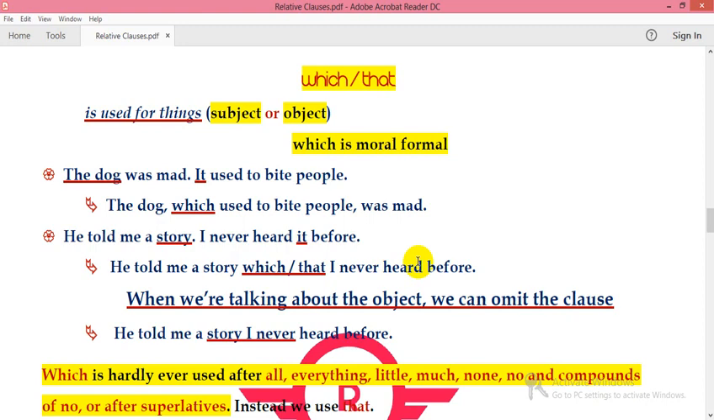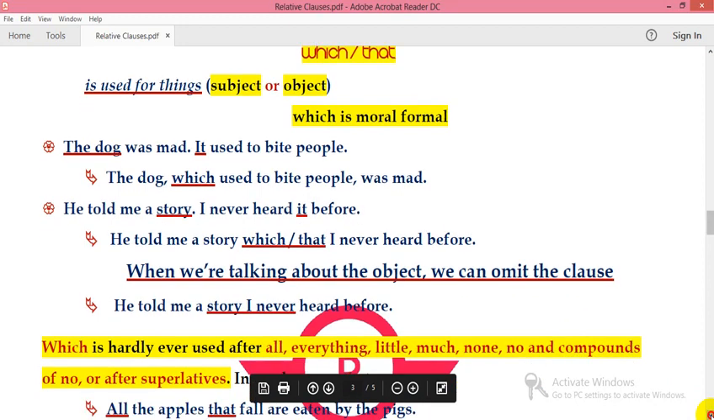Here we will stop at a point and talk about it in detail later, in the cases of reduction or omission of relative pronoun. When can I make a sentence with a relative clause without a relative pronoun? We will see a few cases at the end. When we are talking about the object, we can omit the pronoun. He told me a story I never heard before. We dropped the relative pronoun which.